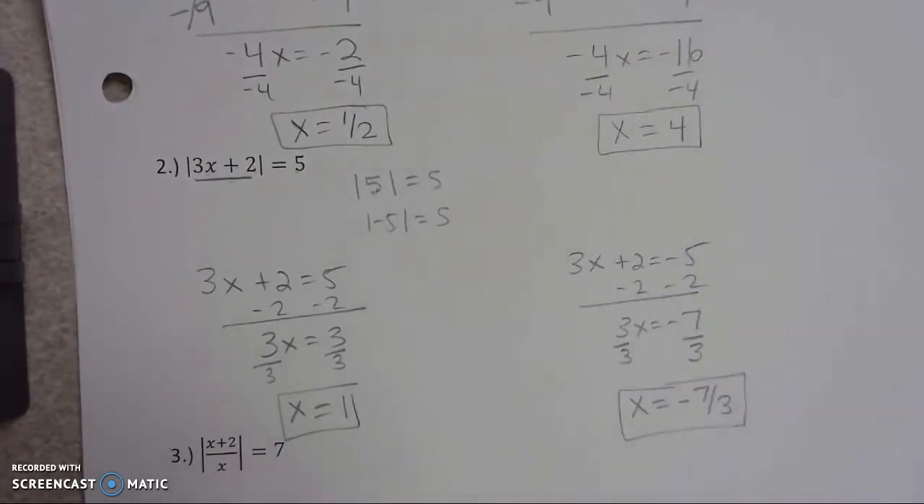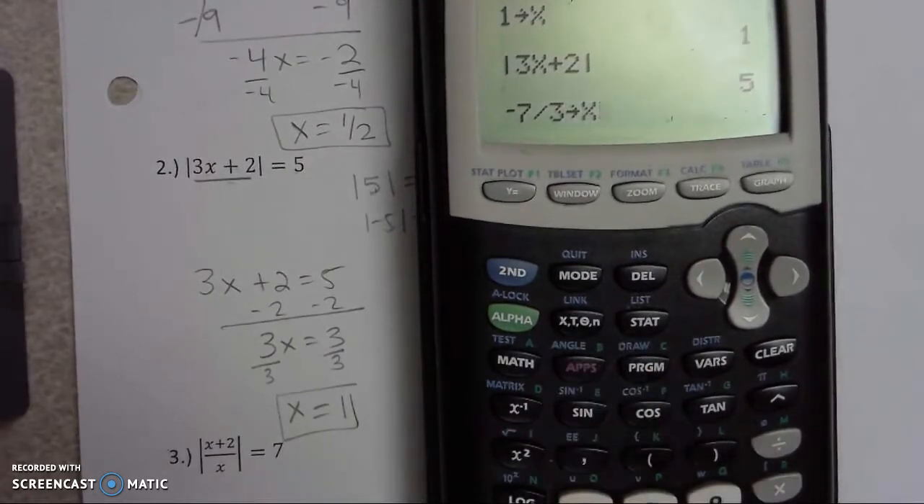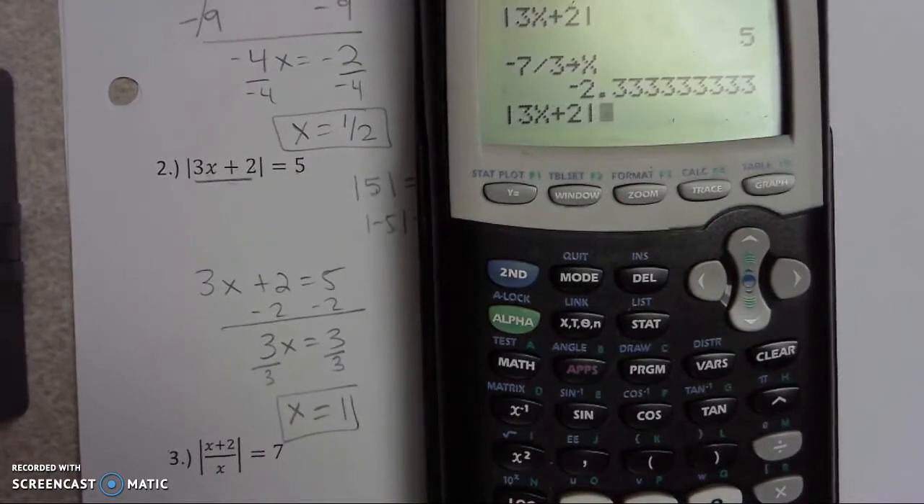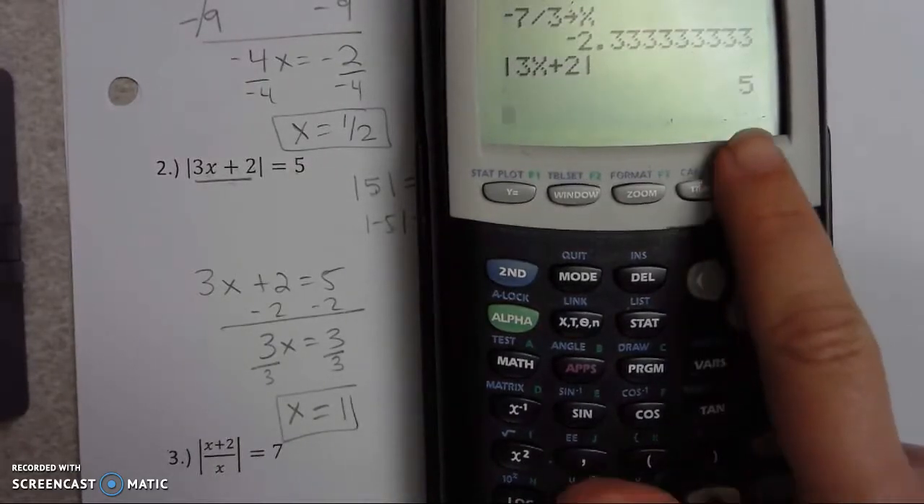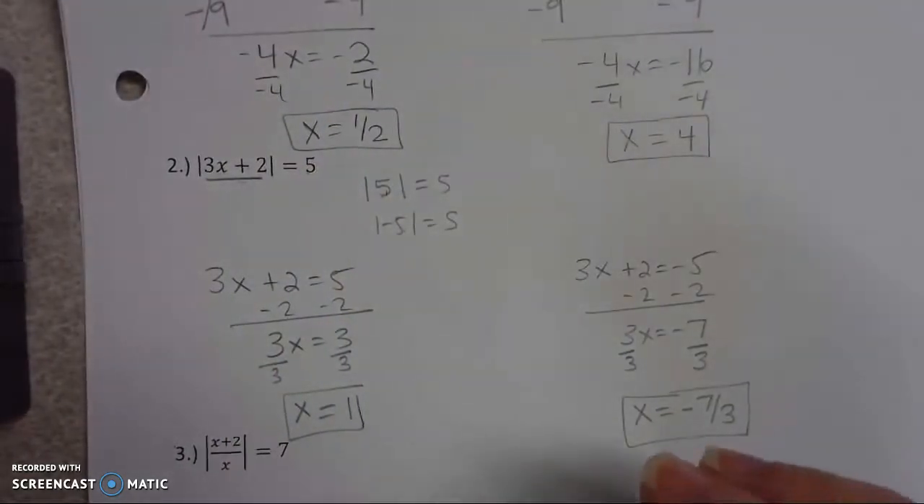And then the other answer was negative 7/3. I'm going to store that in x. Recall where I typed in the absolute value and hit enter. I also get 5. That's what I'm looking for, so I know both of my answers are good.